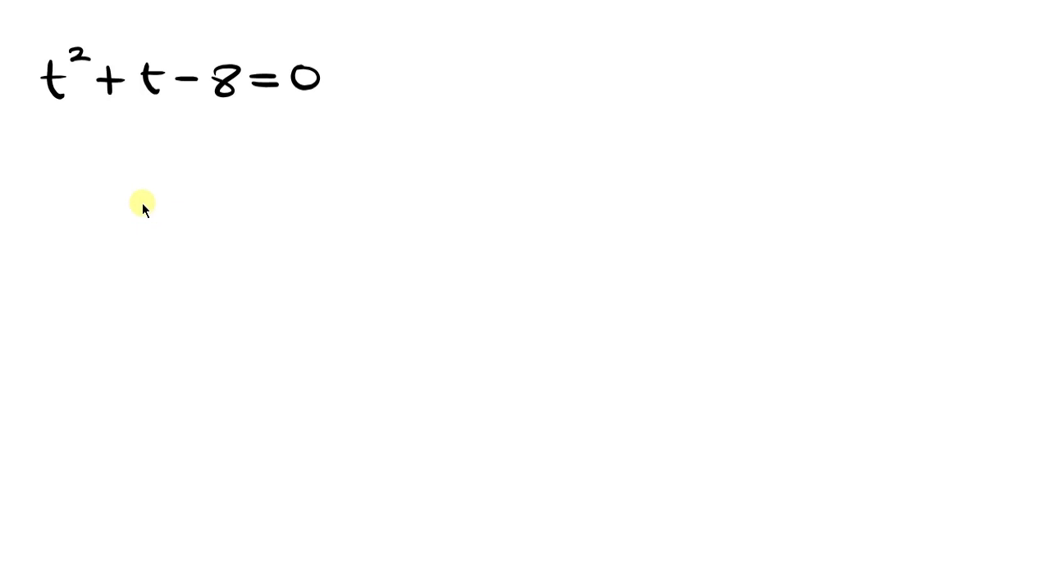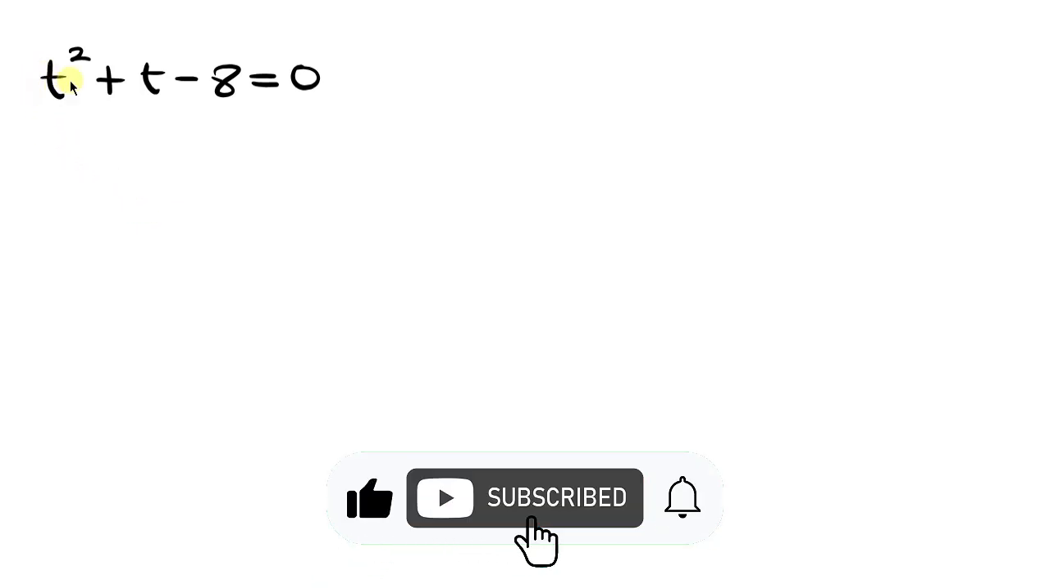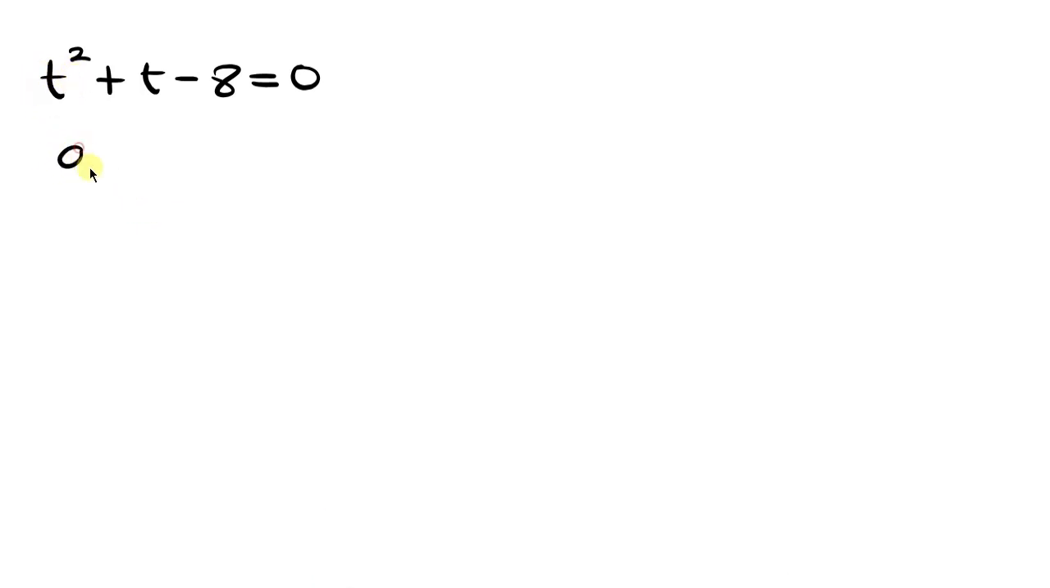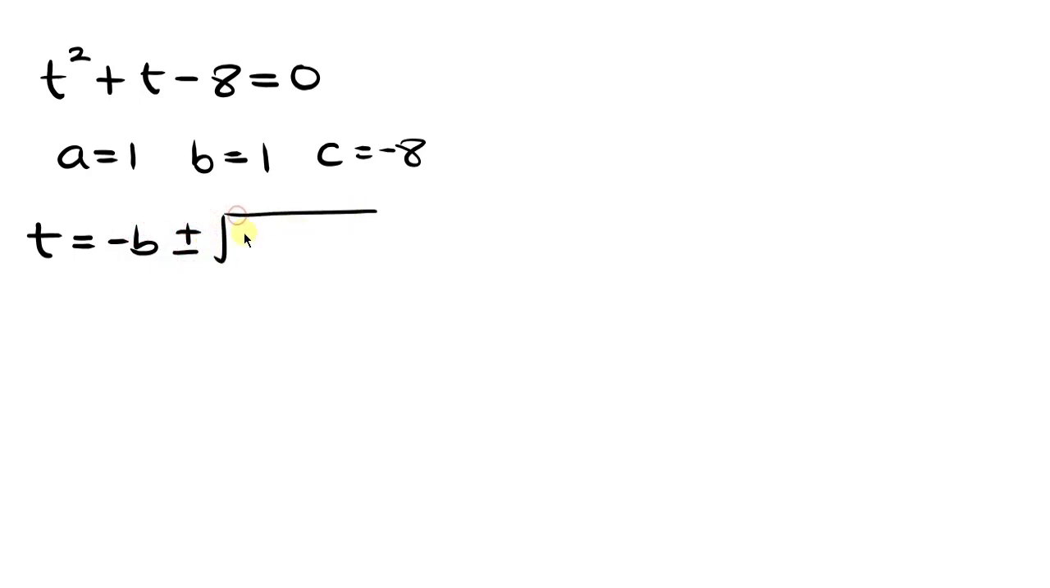So using the quadratic formula, from here, the coefficient of t squared, which is our a, is 1. The coefficient of t, which is our b, is 1. Then the constant term is negative 8. So the quadratic formula, we're looking for t is equal to negative b plus or minus the square root of b squared minus 4ac all over 2a.